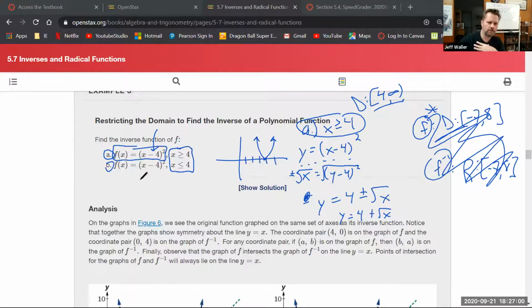So of course, part B is just going to be y equals 4 minus square root of x.